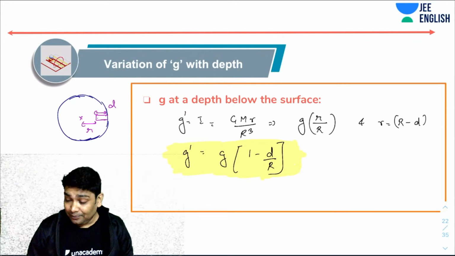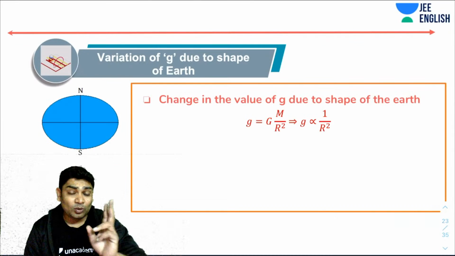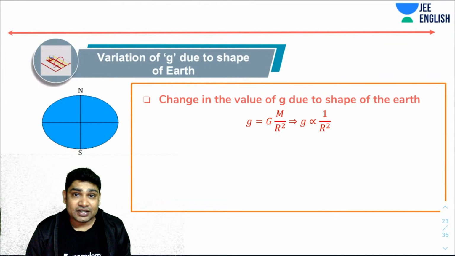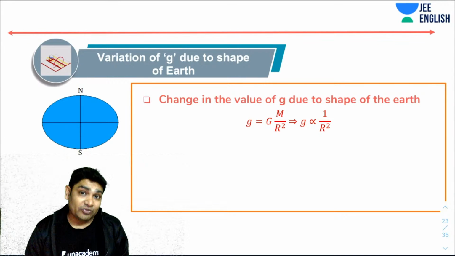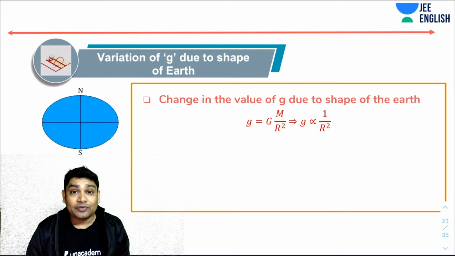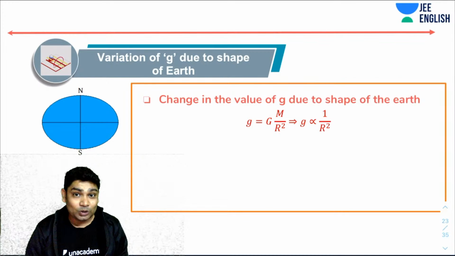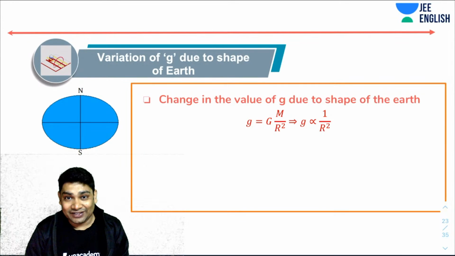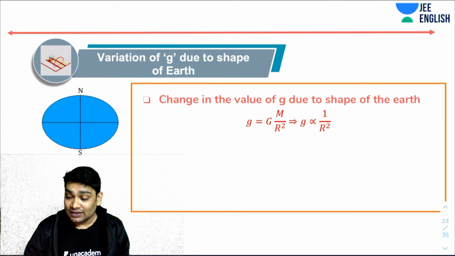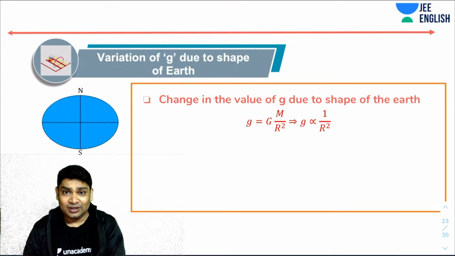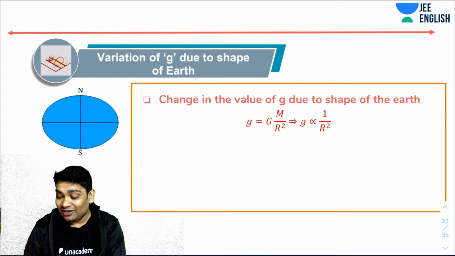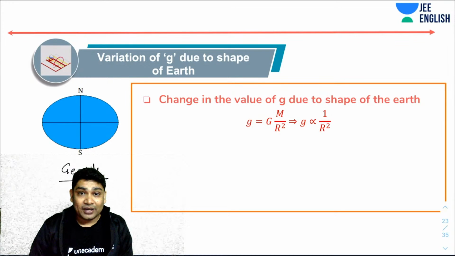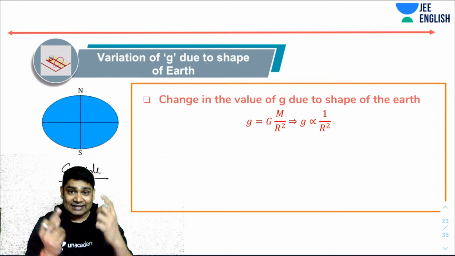All right. Next, there are two more factors which cause variations in the value of g. One is the change in the value of g due to the shape of the earth. Those of you who don't know this, let me tell you that earth is not a perfect sphere. In fact, earth has a shape that we call geoid. For those of you who have studied geography, you would know this. Call this shape geoid. So it bulges at the center.